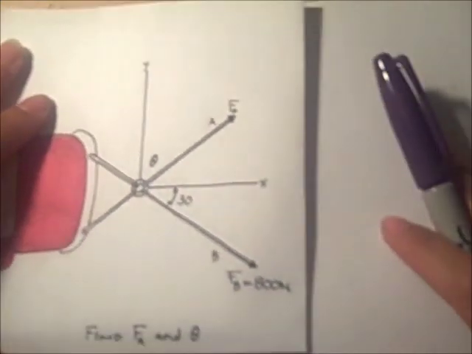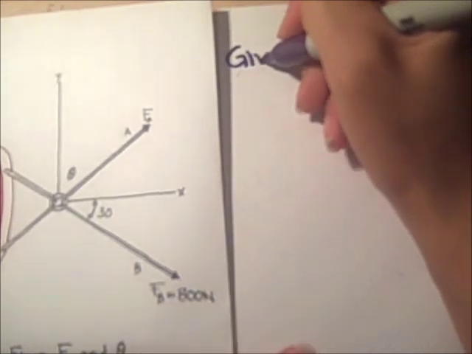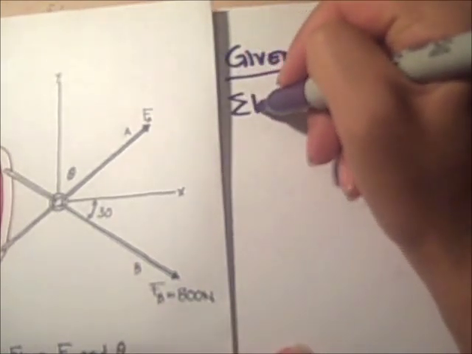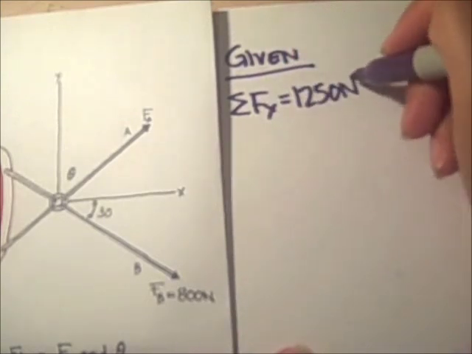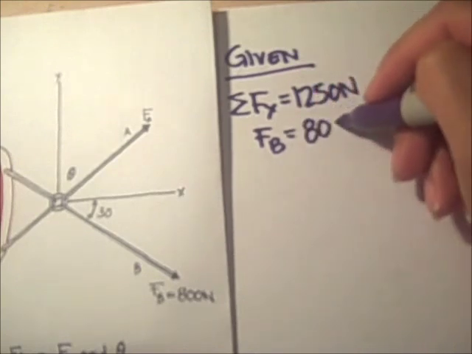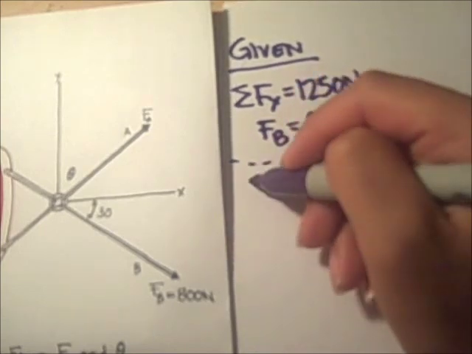Alright, so we're going to start out with what is given. Our sum of Fx is positive 250 newtons. Our FB equals 800 newtons. And to start this problem off, we're going to be breaking it down into components.